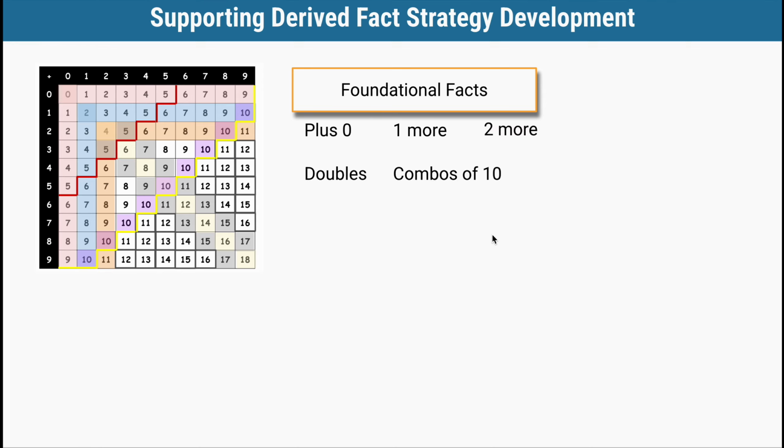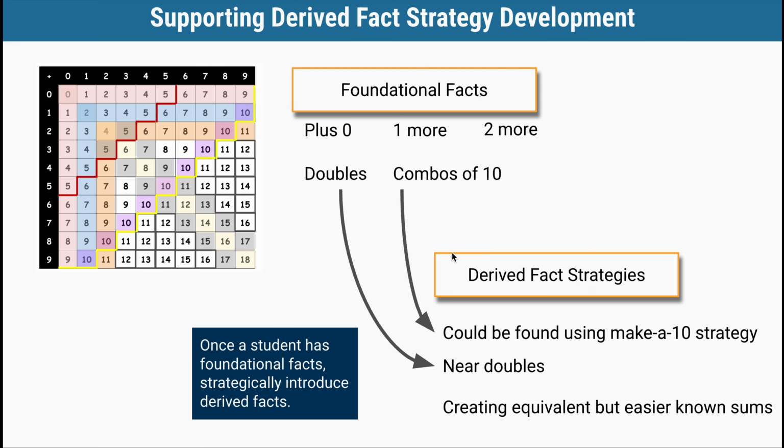How do we support students in developing these facts? Once students know foundational facts, and we want to really check which facts they know, because it's not just how many facts they know, it's which facts they know. So once students are solid in their foundational facts, that's when we can move along to derived fact strategies. So if they have combos of 10, we could introduce the make a 10 strategy. If a student has their doubles facts, we could introduce the near doubles when they are ready.